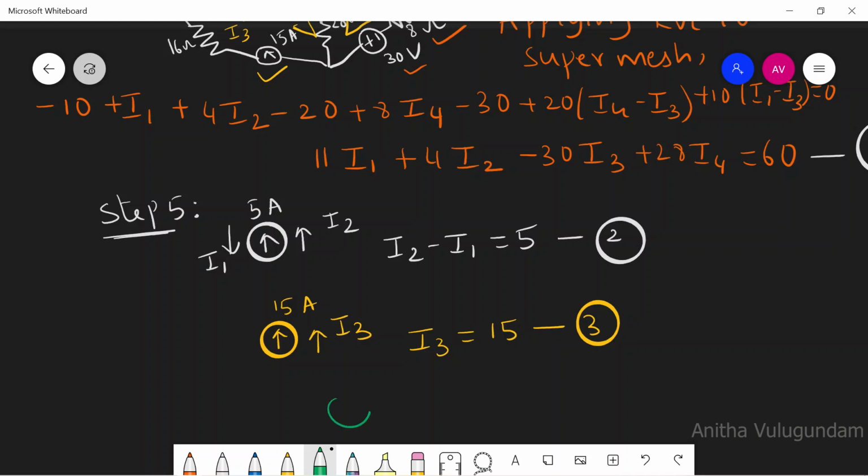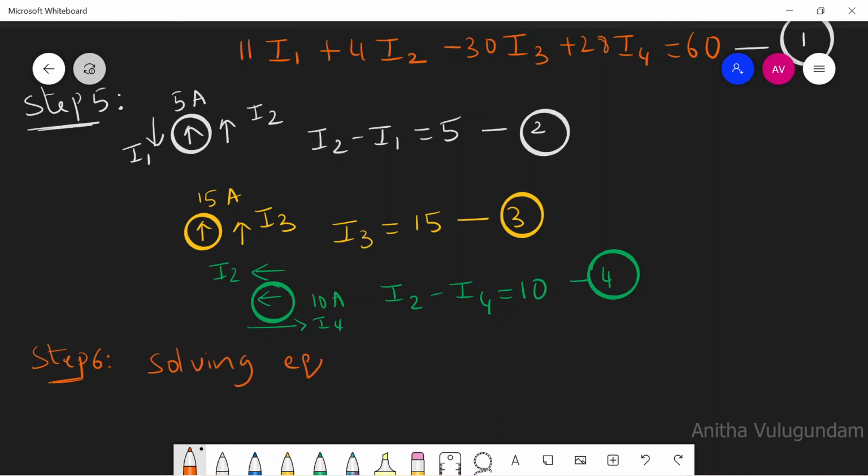Next current source, 10 amperes. From the figure we can see I2 is flowing in the same direction and I4 is flowing in reverse direction. I can write the net current as I2 minus I4 equal to 10. Let this be equation number 4. We have 4 equations and step 6 is to solve the KVL equations to find the mesh currents.